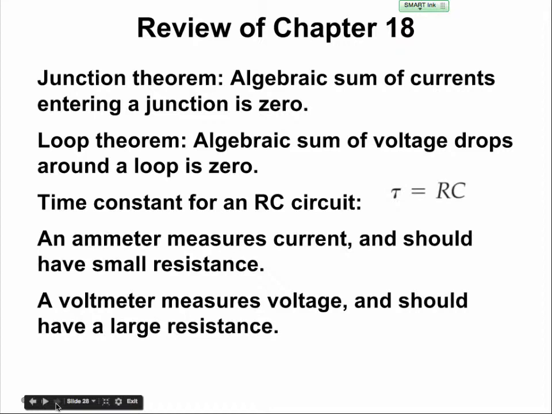We have some theorems. The junction theorem is that the algebraic sum of the currents entering a junction is 0. The loop theorem: the algebraic sum of the voltage drops around a loop is 0. And the time constant for an RC circuit is tau, which is R times C. An ammeter measures current and should have small resistance, while a voltmeter measures voltage and should have a high resistance.